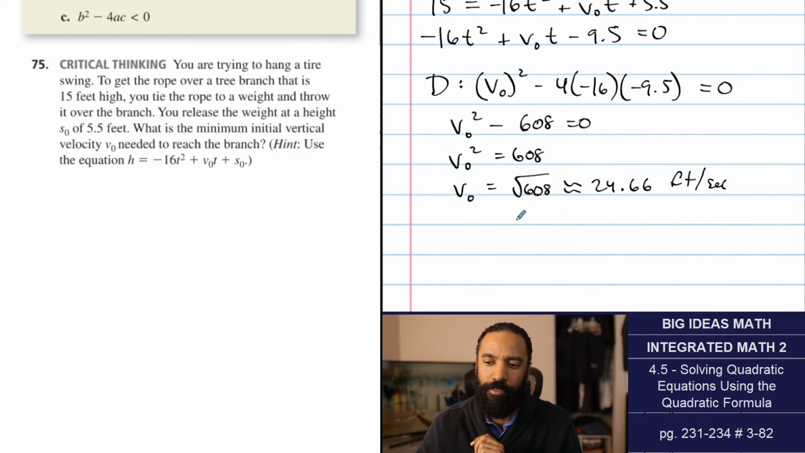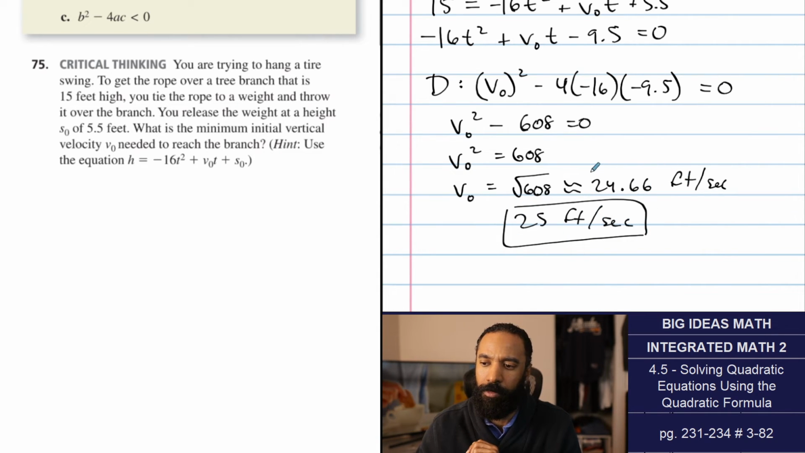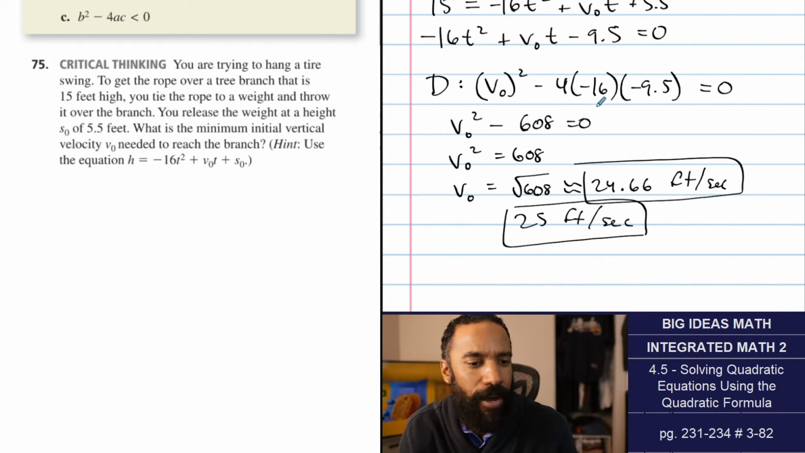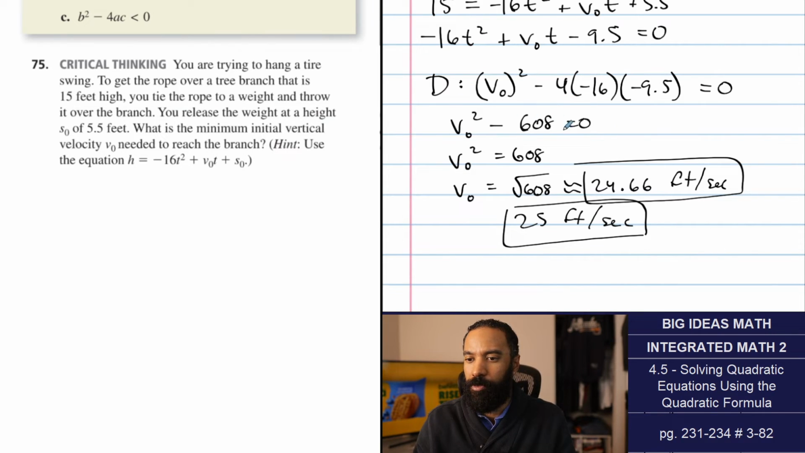It's better to probably say 25 feet per second, because then that way we know that we don't hit over the branch. So one or the other is going to kind of apply how you round. Okay, that works for me.